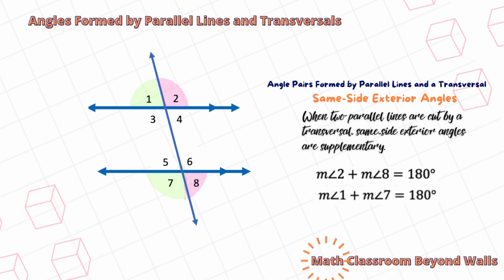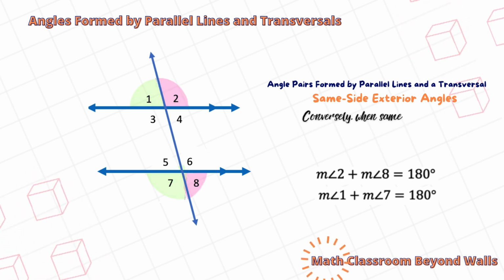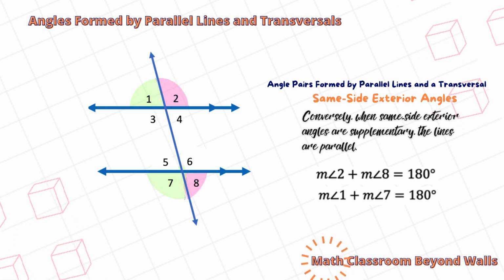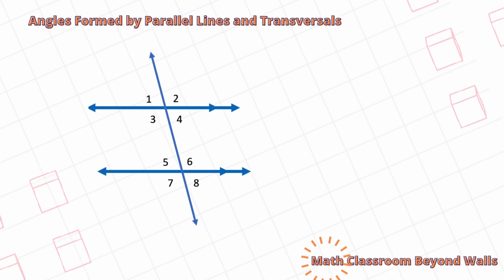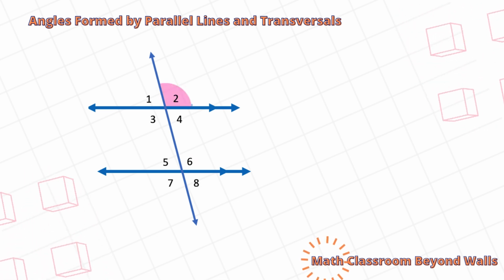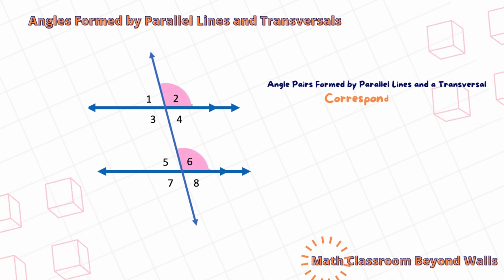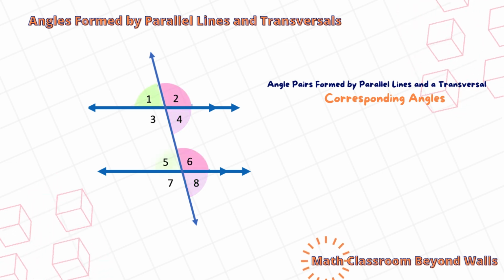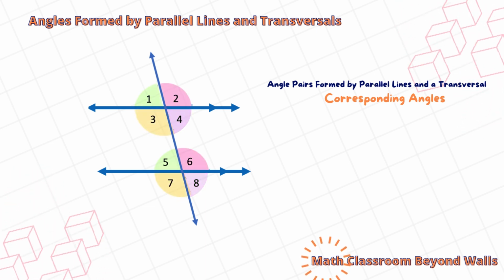Again, the converse of this relationship can be used to prove that the lines are parallel, because when the same side exterior angles are supplementary, the lines are parallel. Okay, the next pair, angle 2 and angle 6, are corresponding angles. The same with angle 4 and angle 8, angle 1 and angle 5, and angle 3 and angle 7.